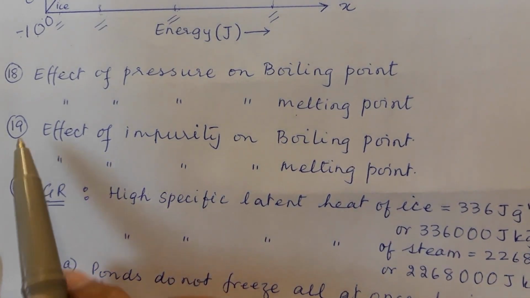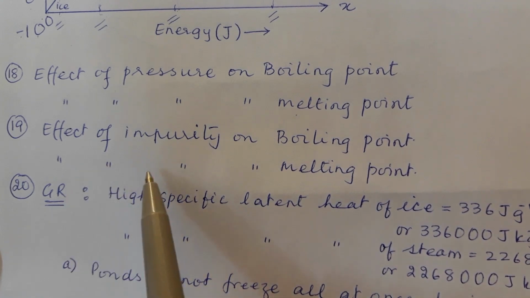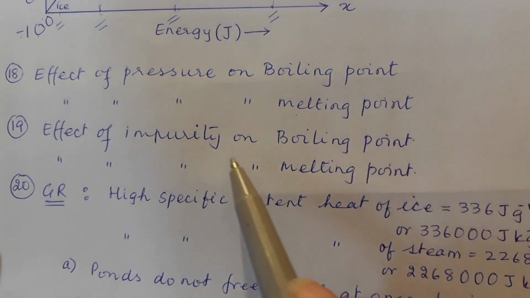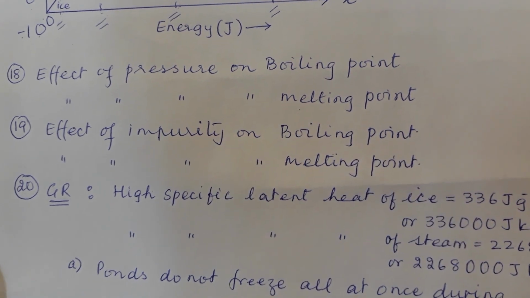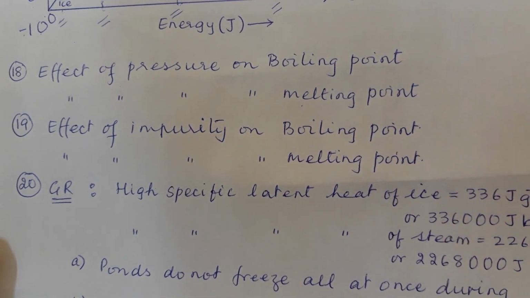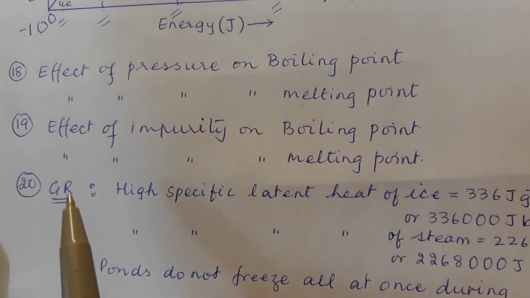Then we come to point 19, effect of impurity on boiling point and effect of impurity on melting point. Now boiling point, when you add the impurity, the boiling point increases, and so we have addition of salt to the food increases the boiling point, and so a large amount of energy is given to the food in order to cook. So that again is another give reason.